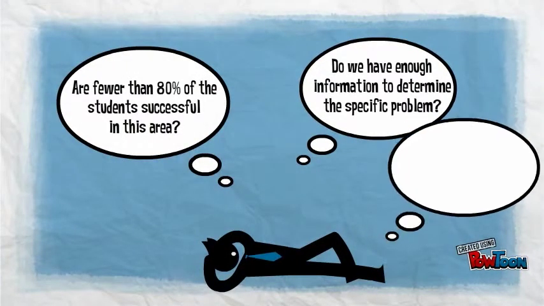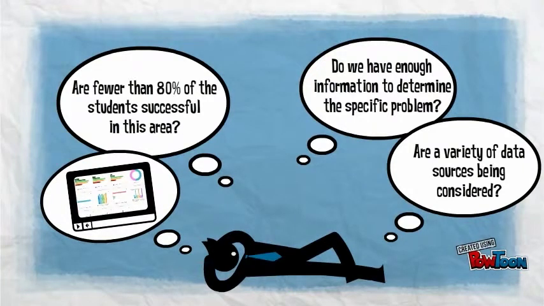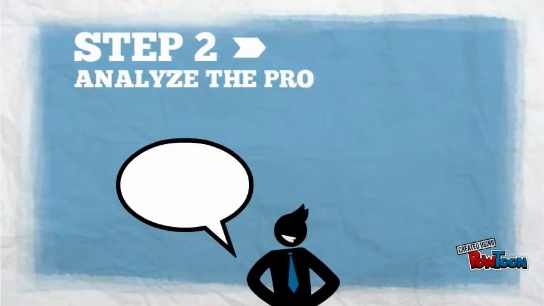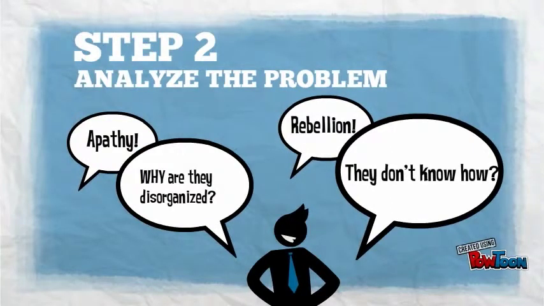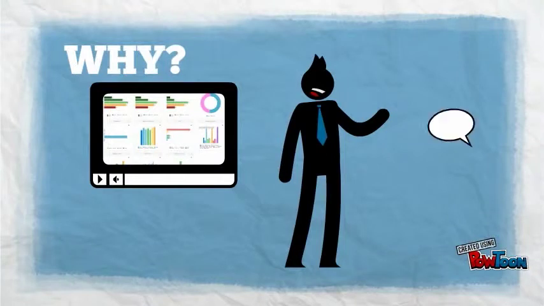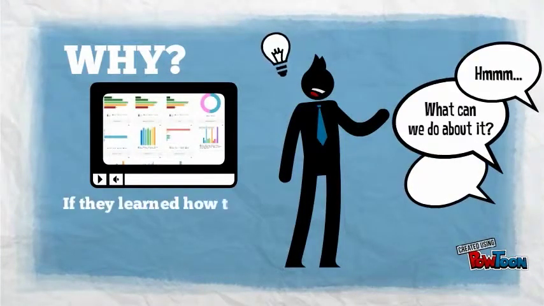Later that night, Joe considered the breadth of the problem as he thought about the data they would need to examine to analyze the problem further. The next day, during planning, the team continued to analyze the problem. They examined their students' academic and behavior data to determine why their 7th graders were so disorganized.